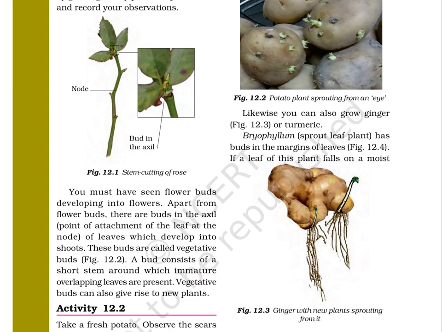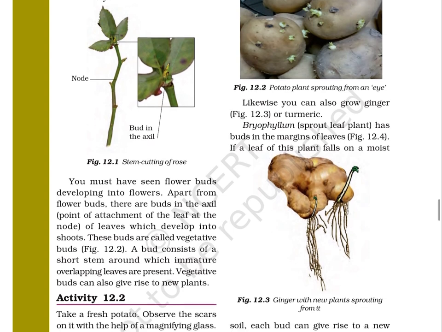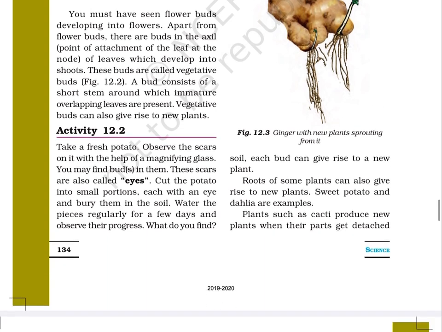You must have seen flower buds developing into flowers. Apart from flower buds, there are buds in the axil of leaves which develop into shoots. An axil is the point of attachment of the leaf at the node. These buds are called vegetative buds. You can observe them in figure 12.2. A bud consists of a short stem around which immature overlapping leaves are present. Vegetative buds can also give rise to new plants.